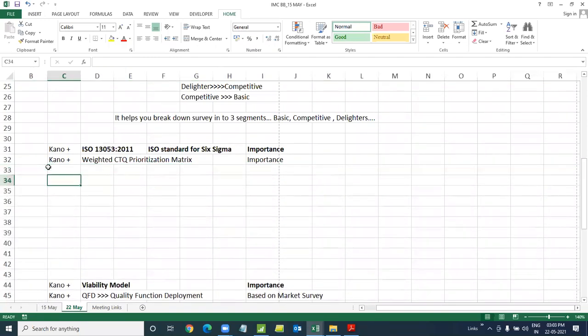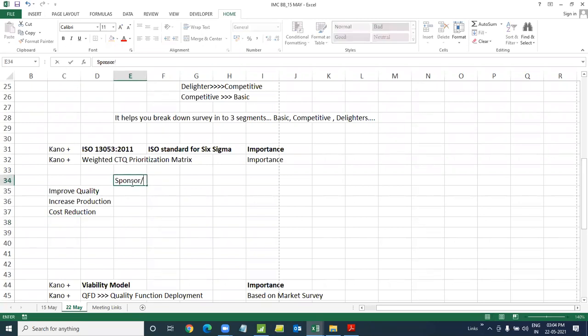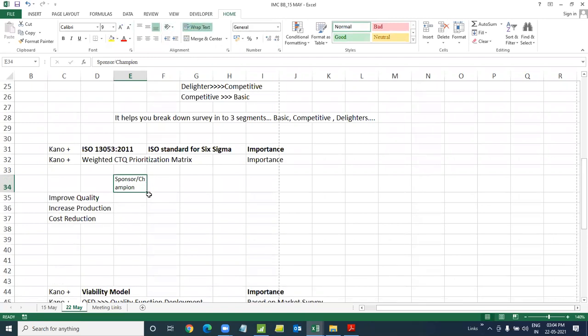Say we have to improve quality. Quality is a big concern right now, and we have to increase production and say cost reduction. So there are three different projects which we have, and one of them has to be selected as the final project. What we generally do in a weighted CTQ prioritization method is take input from the sponsor or champion. Let me just minimize this one and then wrap text. Okay, sponsor or the champion.